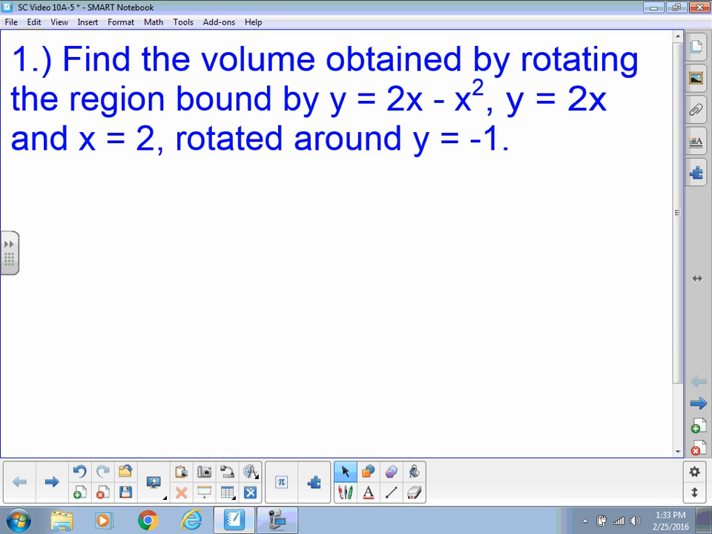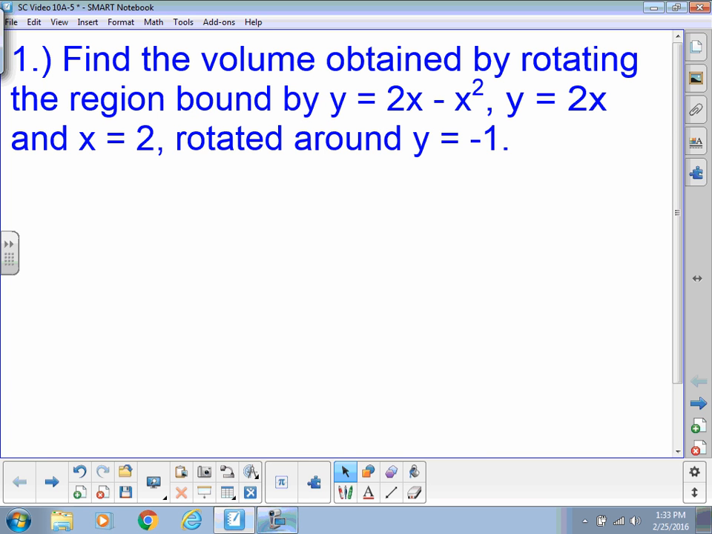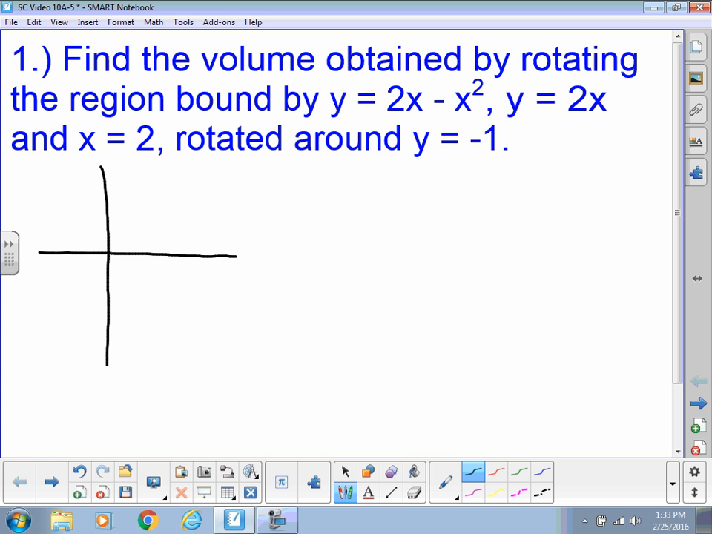In this video, we will look at two different volumes of solids examples. So the first one, we're going to have our region that is bound by y equals 2x minus x squared, y equals 2x, and x equals 2, and we'll rotate it around y equals -1. So first we'll draw it.